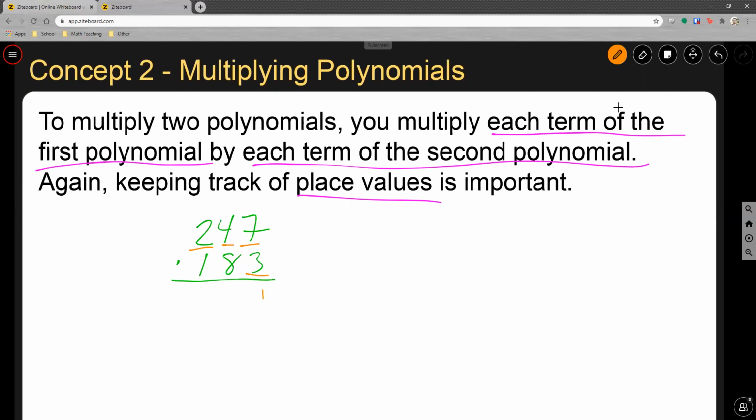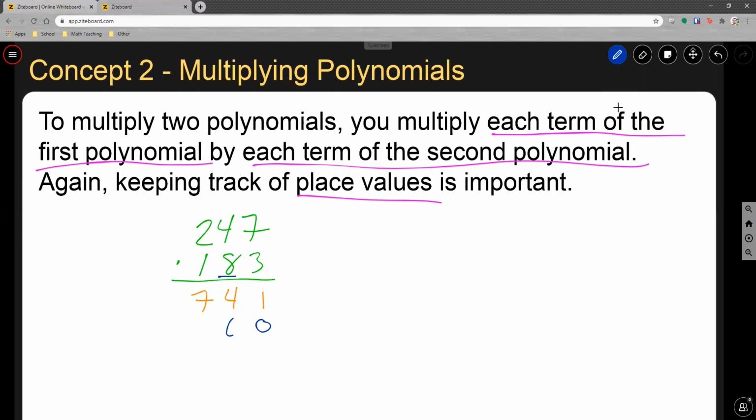So 3 times 7 gives me 21. Carry the 2. 3 times 4 is 12, plus 2 is 14. Carry the 1. 3 times 2 is 6, plus 1 is 7. But when I finish with the ones place value, and I move to the tens, what I do at this point is I throw a 0 underneath that 1.